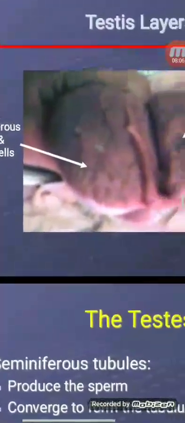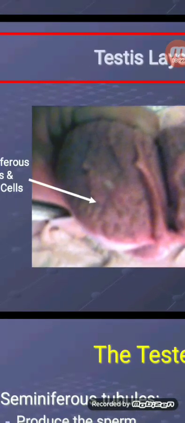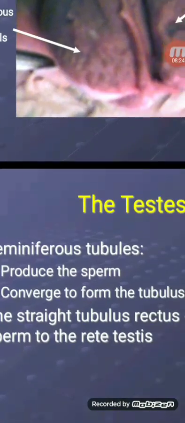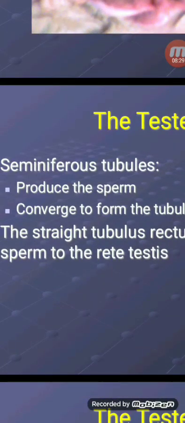Here, take a look at the seminiferous tubules and Leydig cells. The tunica albuginea is inside the tunica vaginalis. The tunica vaginalis has a parietal layer and a visceral layer, as you can see. The seminiferous tubules produce the sperm, very important. The sperm is produced from the seminiferous tubules.